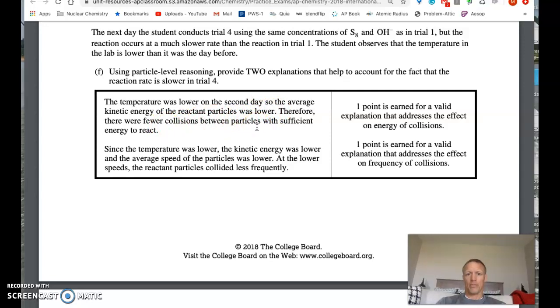There's one example. Second one, since the temperature was lower, the kinetic energy was lower, and the average speed of the particles is lower. At lower speeds, the reaction particles collide less frequently. So you've got to provide both those things. So one of them, temperature lower, makes kinetic energy lower, so less energy when particles collide. And then the second one, lower kinetic energy means lower speed, so there's less frequency of collisions.